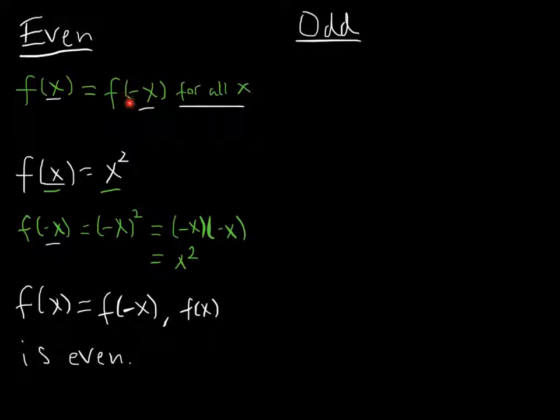So if I were to plug in negative x, I wouldn't get the same as what I plugged in if I plugged in just regular x. I would actually get the opposite, or negative f of x. So let's see what that looks like. If I have some function and I plug in the opposite value, or negative x, what am I going to get? Well, I'm going to get the opposite of what I would have gotten had I plugged in regular x, the additive inverse.